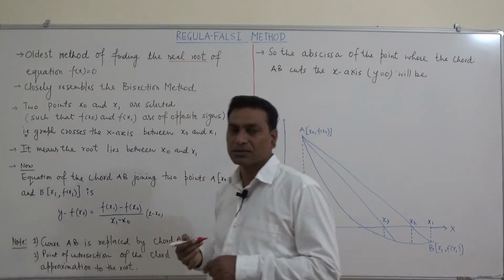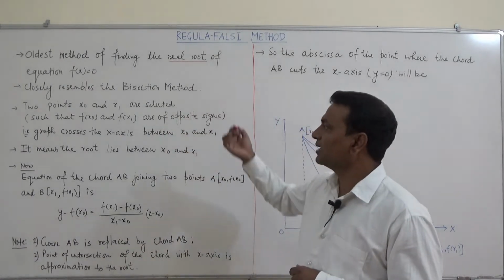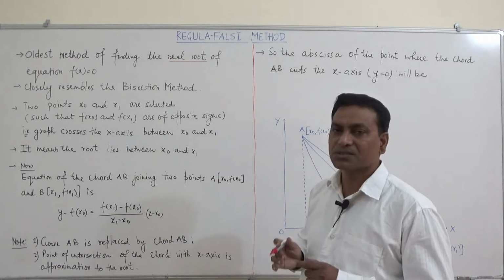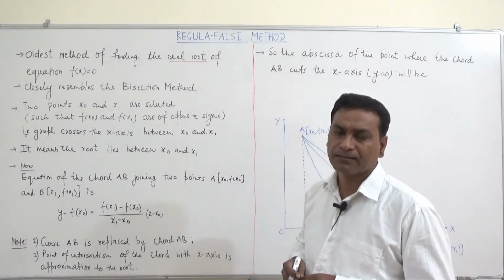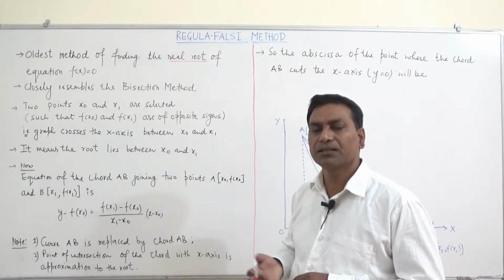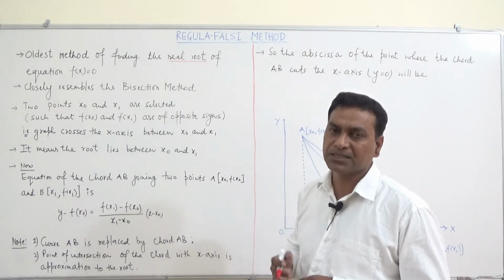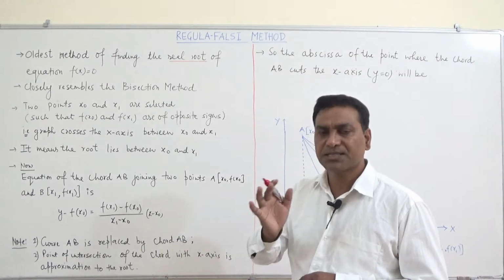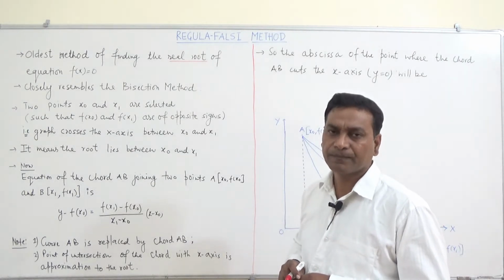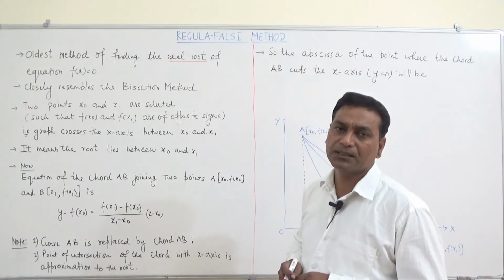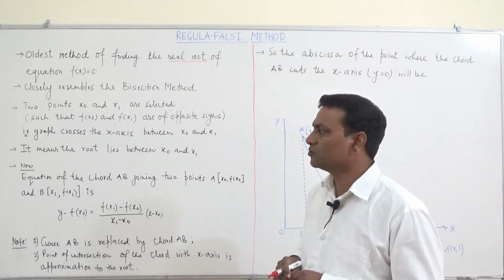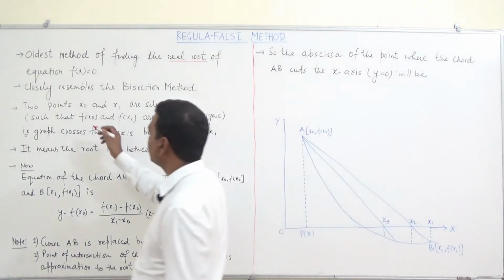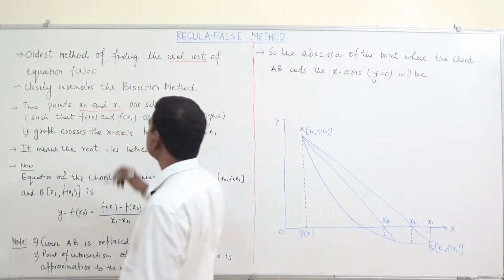It closely resembles the bisection method, because in this also, in the starting, we take 2 points. Like in the bisection method we were taking the 2 points, A and B, and then we were bisecting that interval, and after that we were finding the approximation. In this also we will take 2 points, 2 values, like here we will take 2 values x0 and x1.